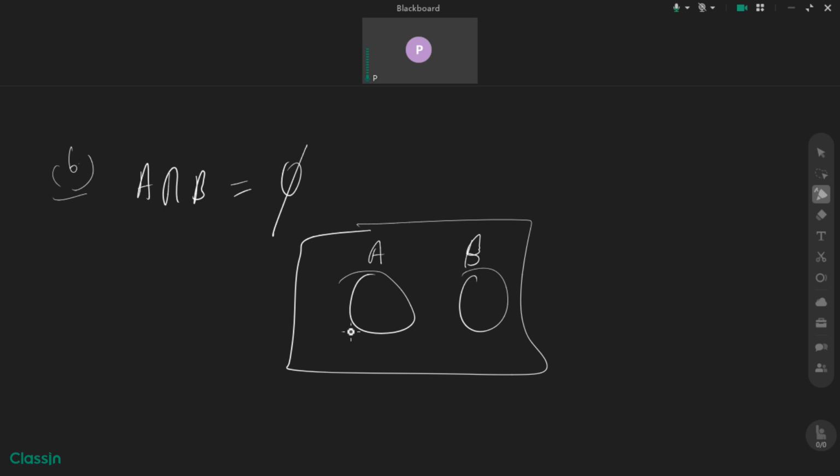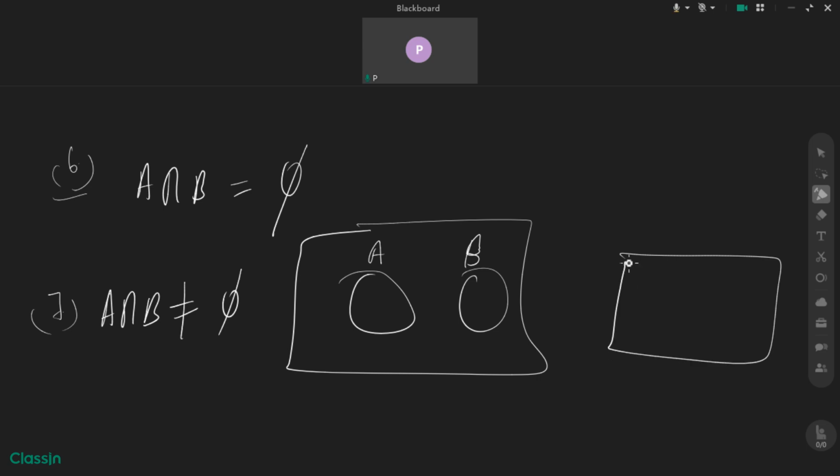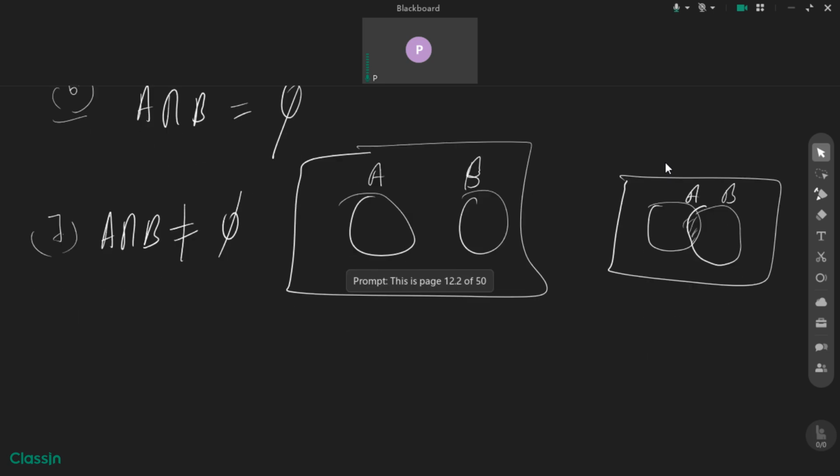Now, seventh result. If A intersection B is not equal to the null set, there is some region common between A and B, some elements common between A and B. So we'll say they are overlapping sets. In this case, we say A and B are overlapping sets. Let us see the eighth result.